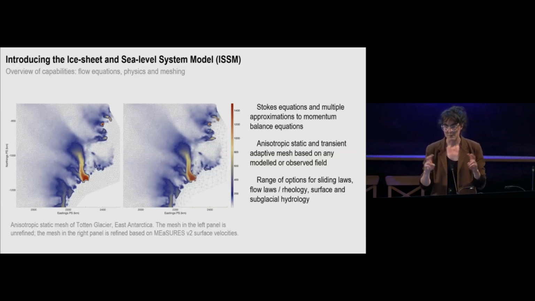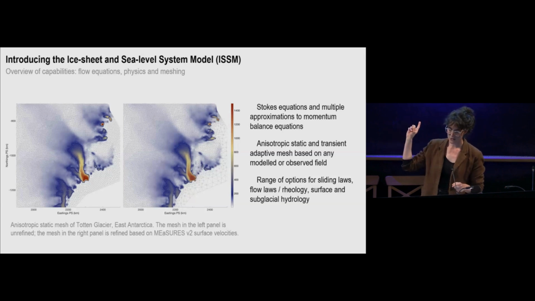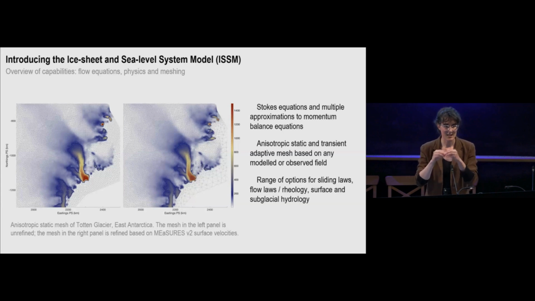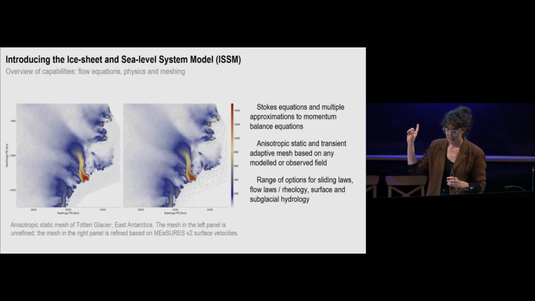So to illustrate that, I've got a plot on the left of a typical anisotropic mesh with no adaptiveness, and then on the right I've used the ice sheet surface velocity field to actually adapt the size of each mesh cell based on that velocity field. And you can see that the mesh size is obviously much smaller where the ice is flowing much more rapidly.